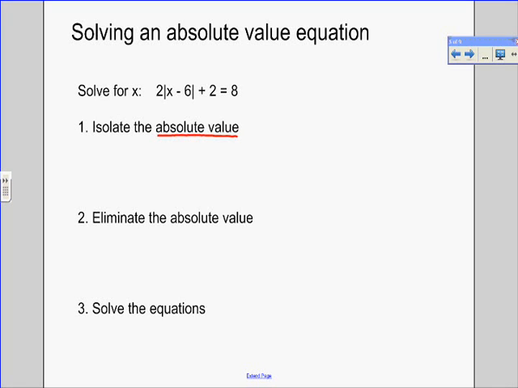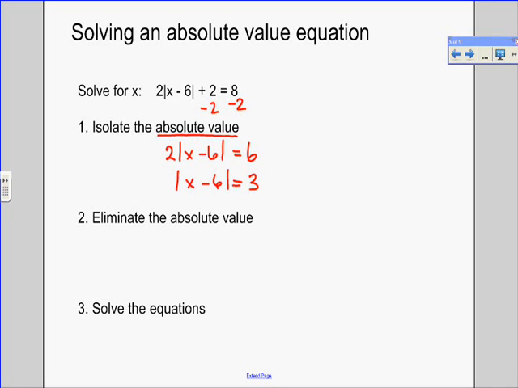We have 2 times the absolute value of x minus 6 plus 2 equals 8. So the first thing I'll do is subtract 2 on both sides, and that leaves me with 2 times the absolute value of x minus 6 is equal to 6. Then I'll divide both sides by 2 to have my absolute value on its own and equal to 3.